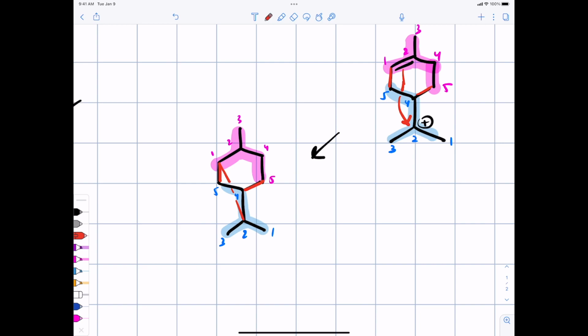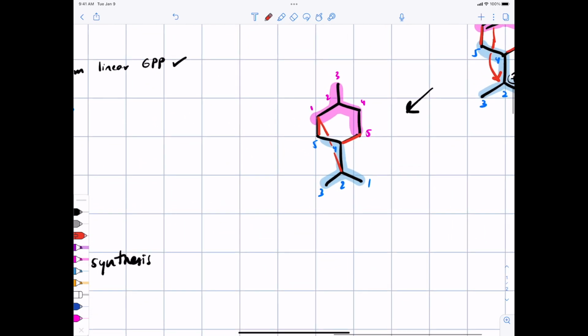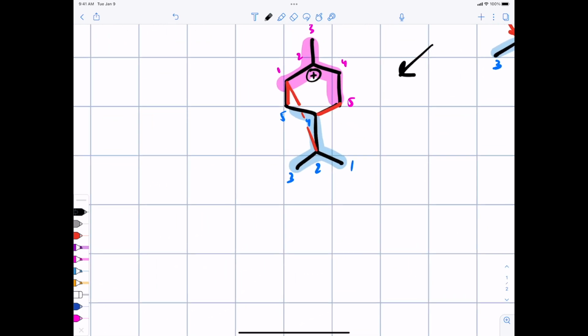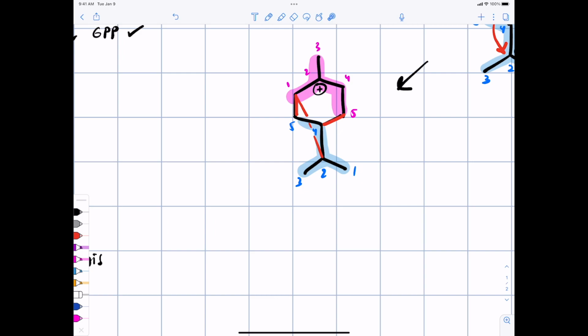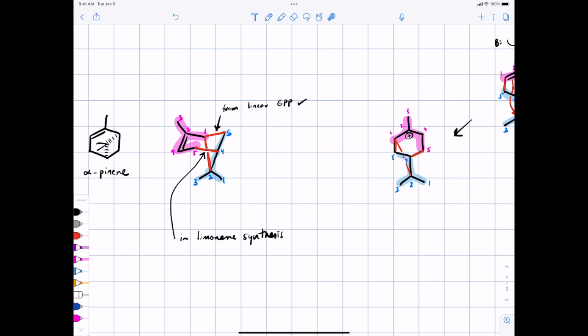But have we got the right connectivity? And we need a positive charge on carbon 2. All right, and the question is, if we got the right connectivity, looking at our alpha pinene product, we need a bond between pink 5 and blue 4. We've got that. We need a bond between pink 1 and blue 5. We've got that. And then we need a bond between pink 1 and blue 2.